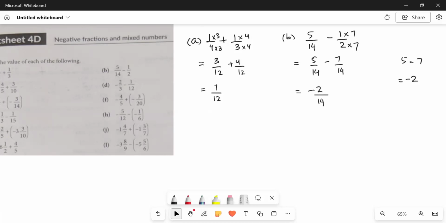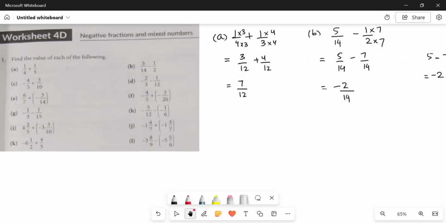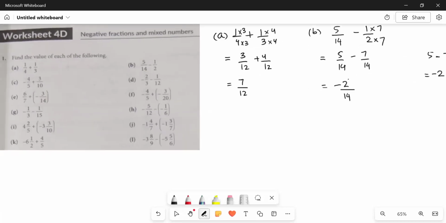Now we'll see if we could simplify this. Yes, we can simplify this. In the first part, we couldn't simplify 7 over 12. But in this part, we can simplify 2 over 14. So it would become 2 ones are 2, 2 sevens are 14. And this is minus 1 upon 7. Simple, right? The next part.